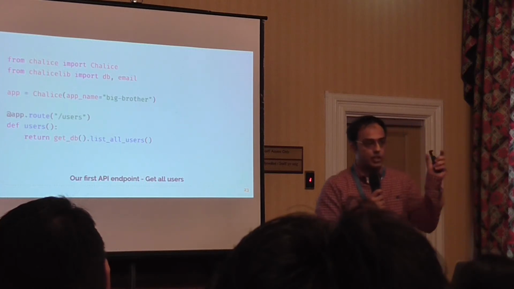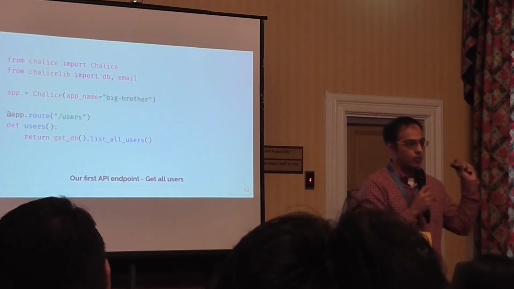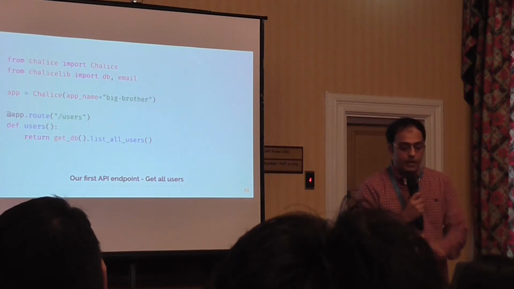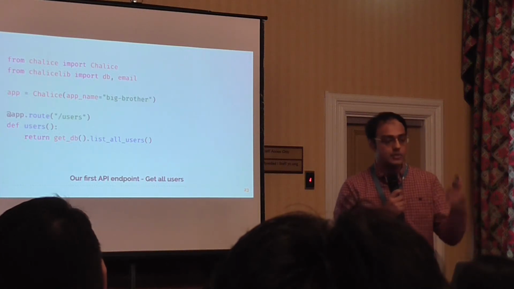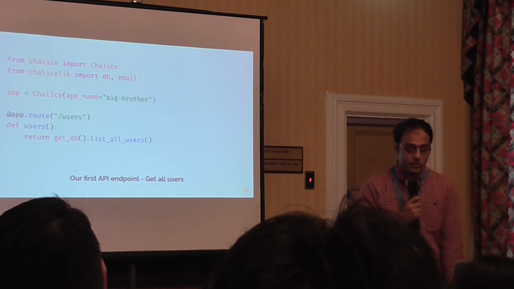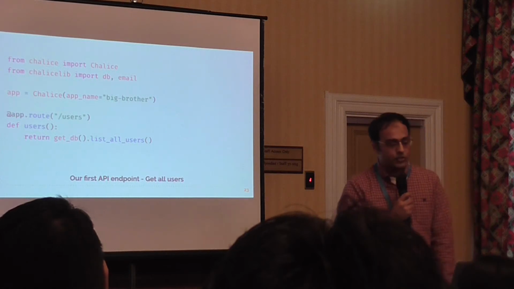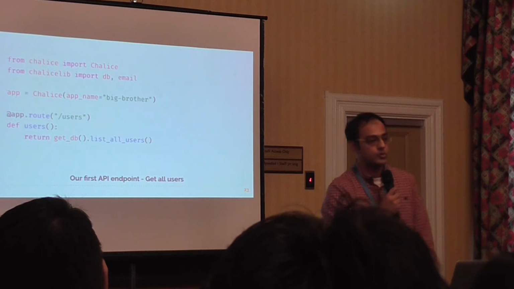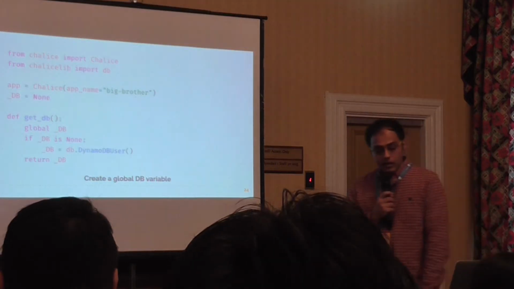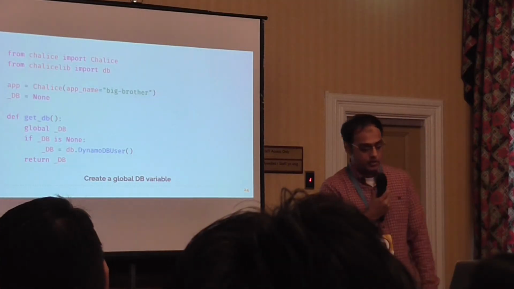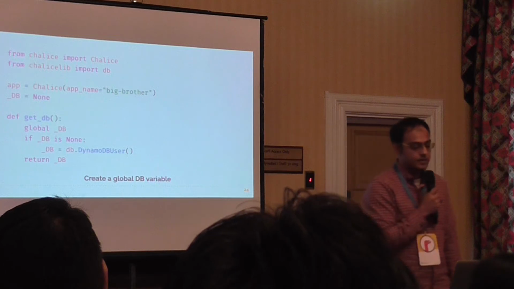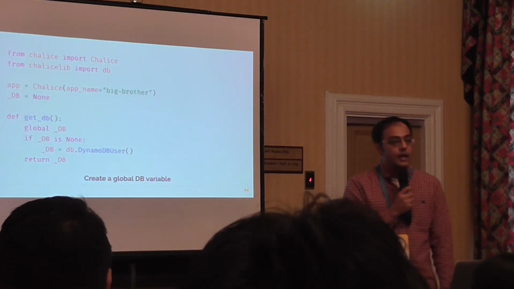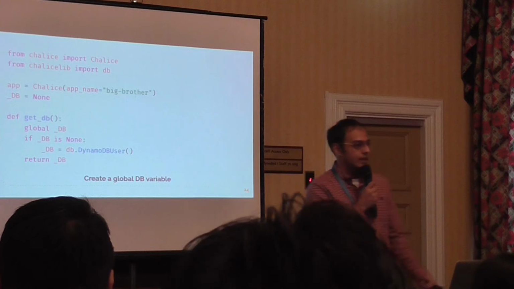This name is specific, Chalice lib, so if you name it anything else, it won't work, so just be careful of that. The next thing I've changed is obviously the route /users will be where we get our users. And then in the users function, I'm getting a database reference and then calling list all users on that. So the database reference that we have is essentially returning a global variable, DB. And if it's not initialized, it initializes that.